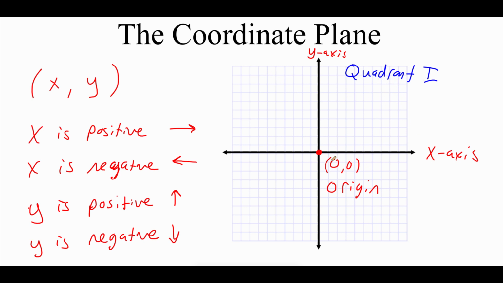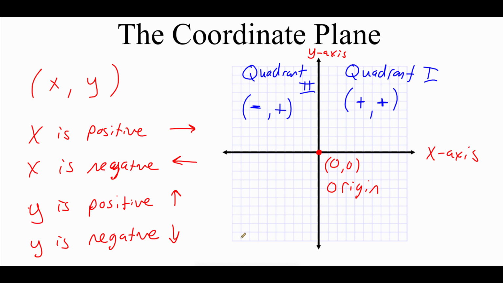In quadrant 1, since it's on the right-hand side and above the x-axis, as far as our ordered pairs go, our x values are always positive and our y values are always positive. So every single ordered pair in the first quadrant has positive x values and positive y values. If we move over to the top left-hand side, that's quadrant 2. Because we went left, our x value is going to be negative, but we're still up, so our y value is going to be positive. So every single ordered pair in the second quadrant will have a negative x value and a positive y value.